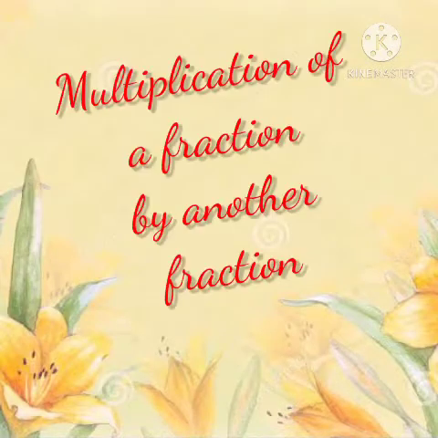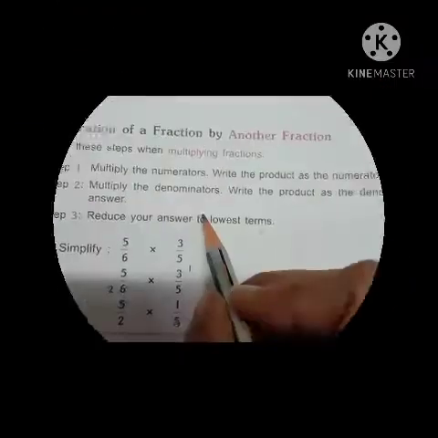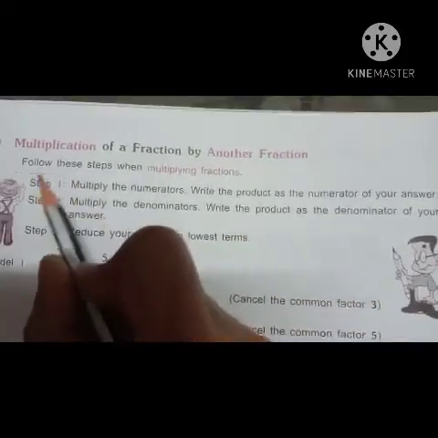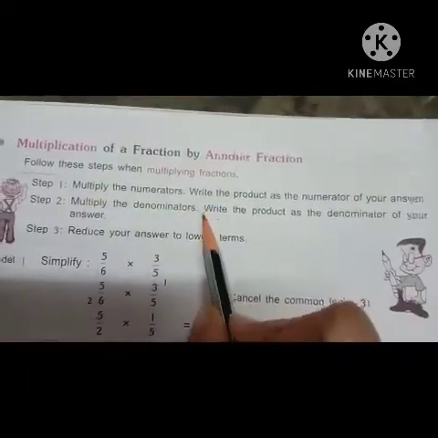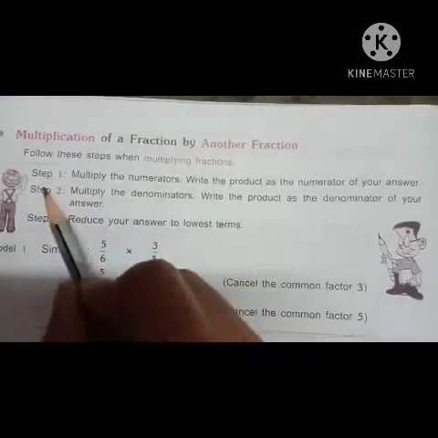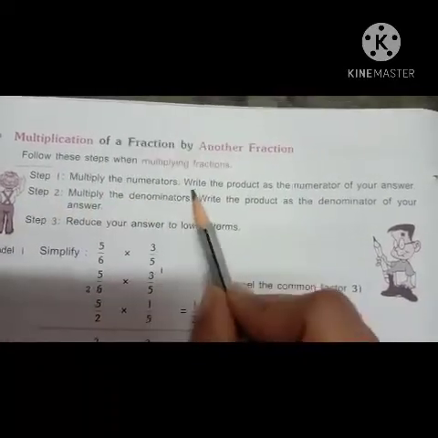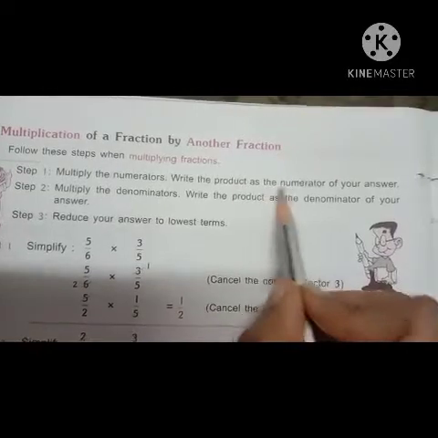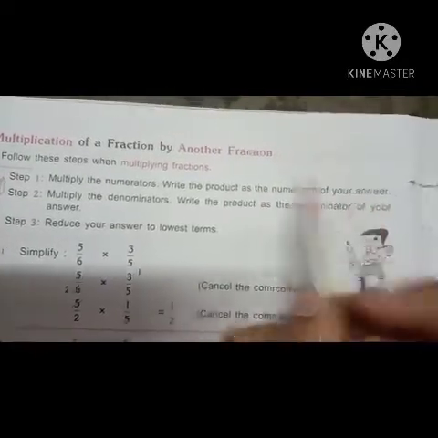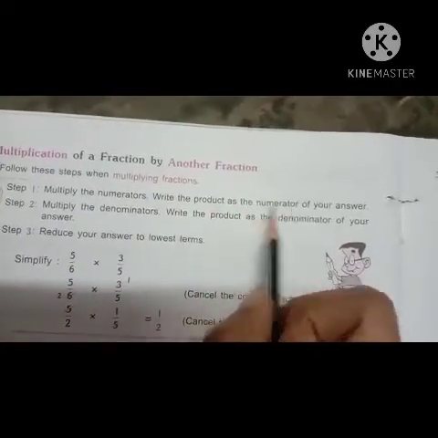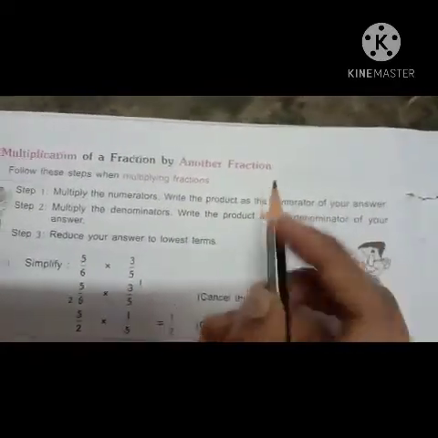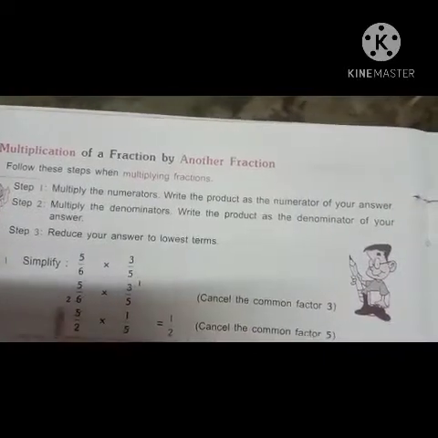Here, the next topic is multiplication of a fraction by another fraction. Here, we have to multiply the fraction by another number. We have some steps. See, follow these steps when multiplying fractions. First one, multiply the numerators with the product as the numerator of your answer. What we have to do? First, numerators are there, no?